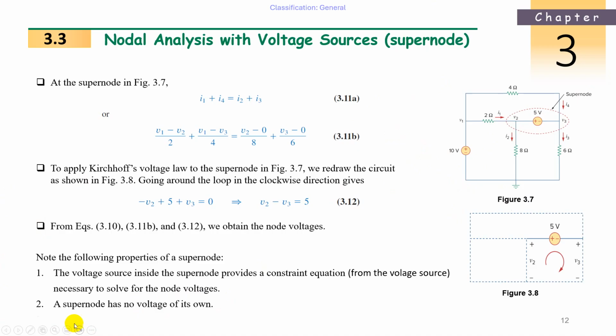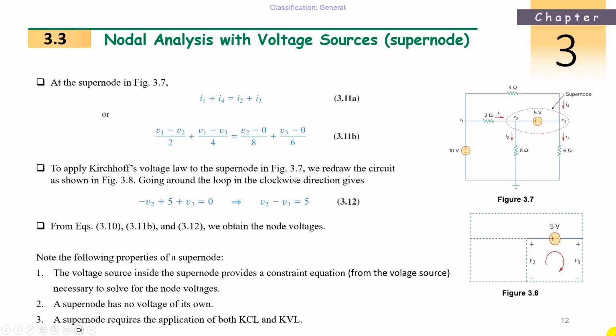Now, the last point. A supernode requires the application of both KCL and KVL. Kirchhoff's current law and Kirchhoff's voltage law are both a must. Only KCL will not work. KVL is needed for the supernode, and KCL also. KCL means join these two nodes and write Kirchhoff's current law: the sum of all currents entering equals the sum of all currents leaving.